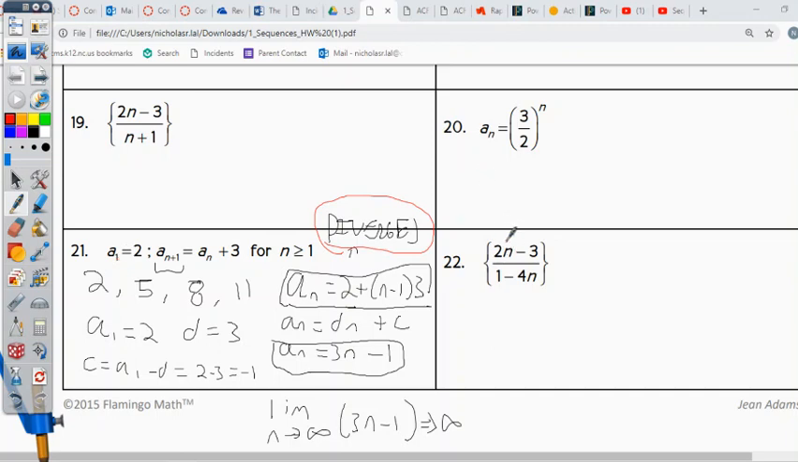For 22, you will have 2n minus 3 over 1 minus 4n. So you just take the limit as n approaches infinity. Once again, your constants become irrelevant. So you're going to get the limit as n approaches infinity of 2n over negative 4n, which is 2 over negative 4. That's just going to simplify to negative 1/2. So it's going to converge to negative 1/2.